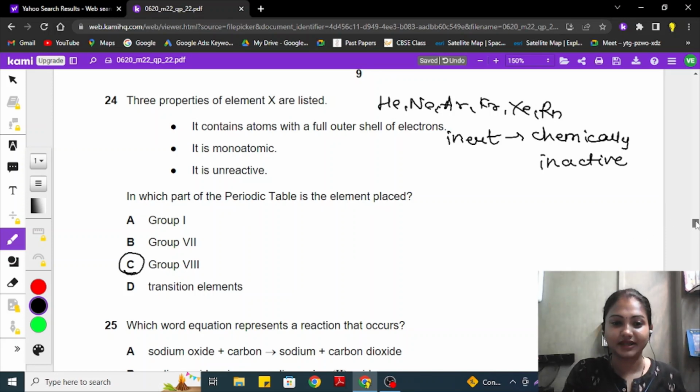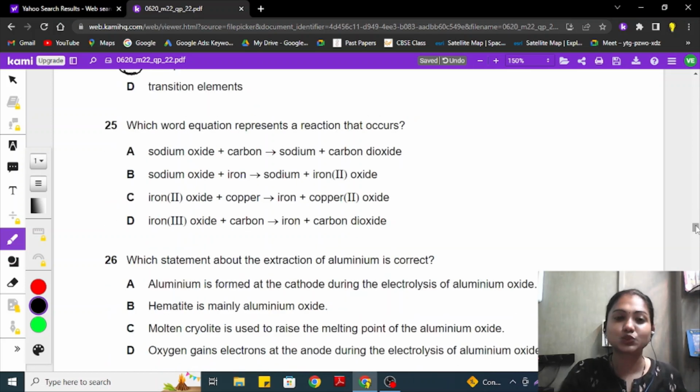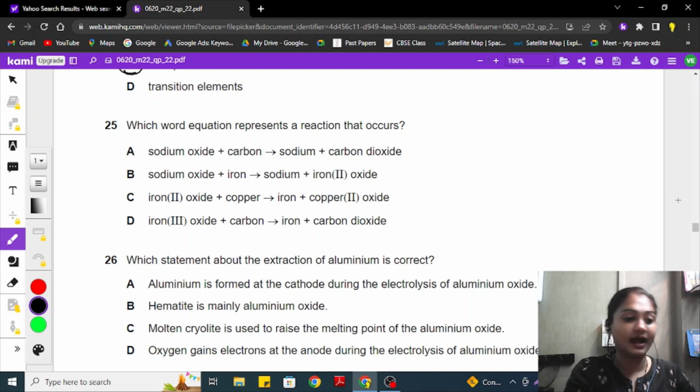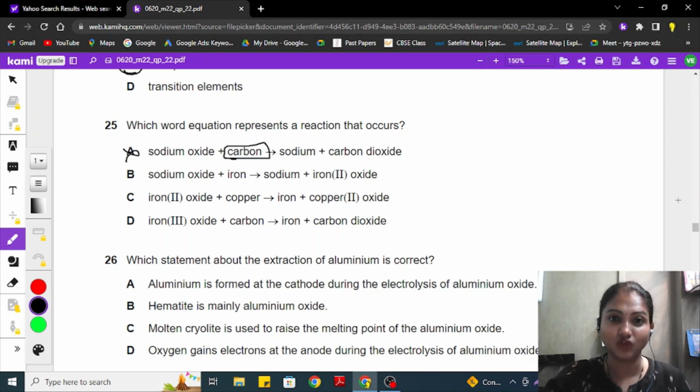Let's move to the next question. Which word equation represents a reaction that might occur? Sodium oxide is reacting with carbon, forming sodium and carbon dioxide gas. See now, basically, this is not ideally possible because it is sodium and carbon. This reaction will not take place. It's a displacement reaction, but you need a metal here, and here we have a non-metal.